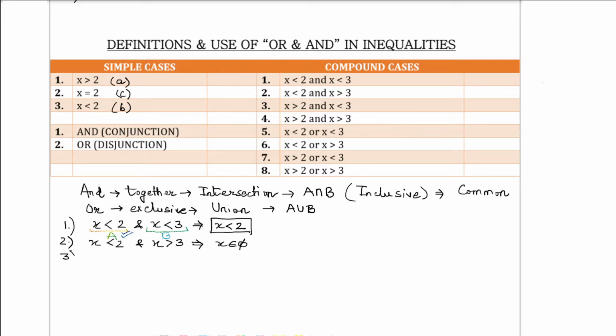Third point, x is greater than 2 and x is less than 3. Okay, we are talking about x being greater than 2, and at the same time we are talking about x being less than 3, and we are looking for the intersection. So this is the intersection. That means we are basically talking about all the values which lie between. Mark the words being used, between.